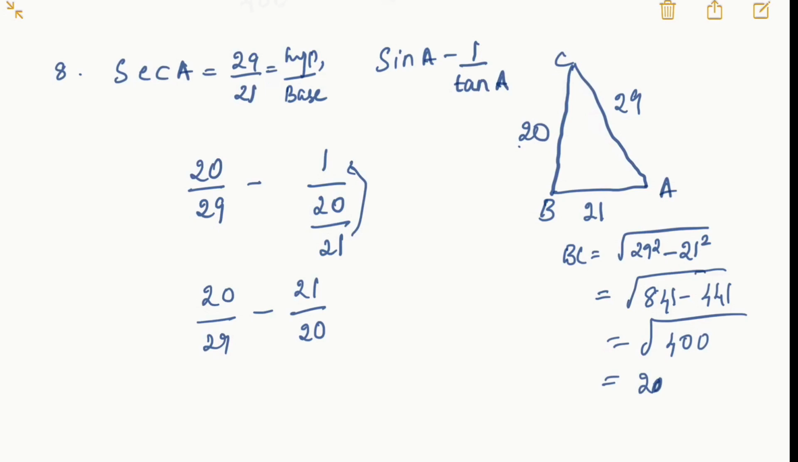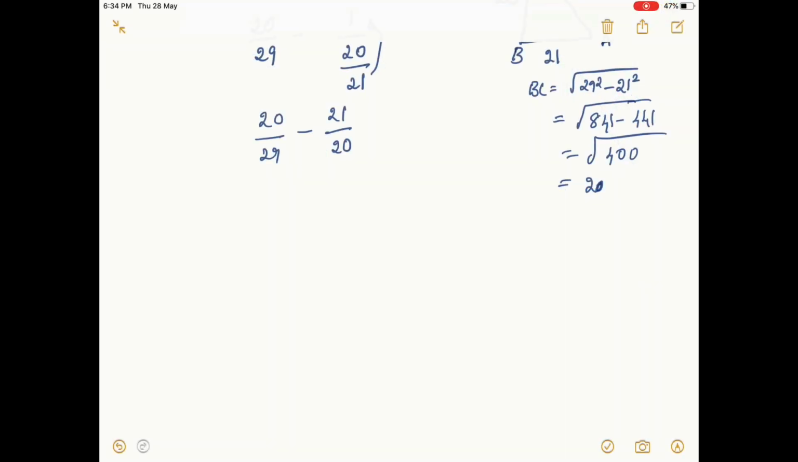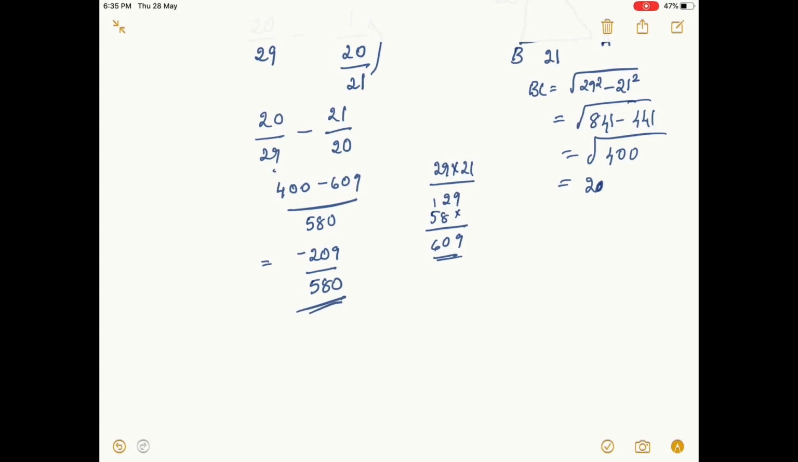Hope it's clear. So now let us go. 20 into 20 is 400. 29 into 21, we get it as 609, over 29 into 20. 29 2s are 58, so 580. What is 400 minus 609? Minus 209 by 580. So we cannot simplify it further. So your answer remains such.